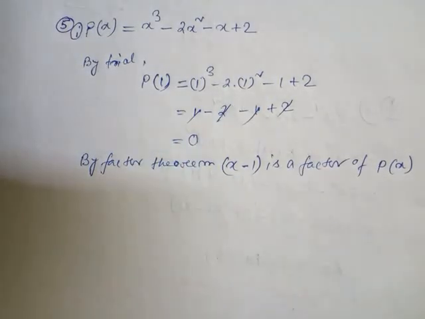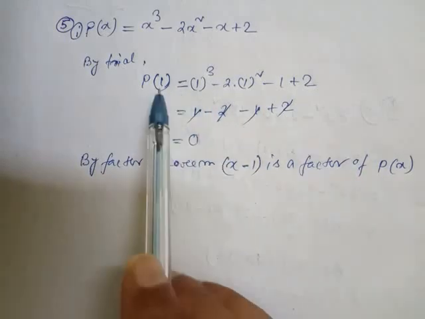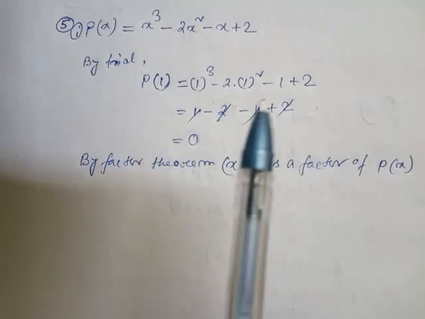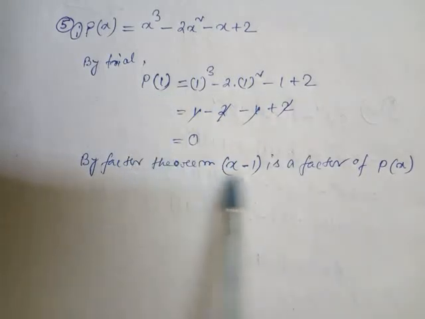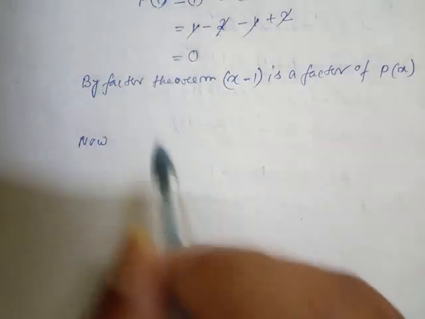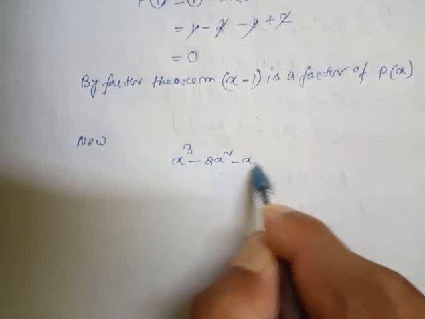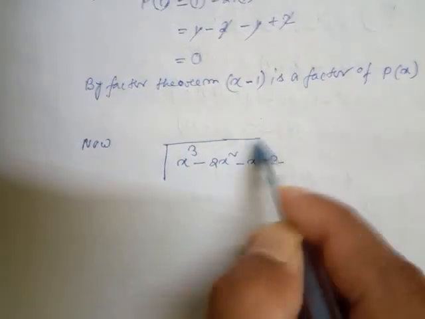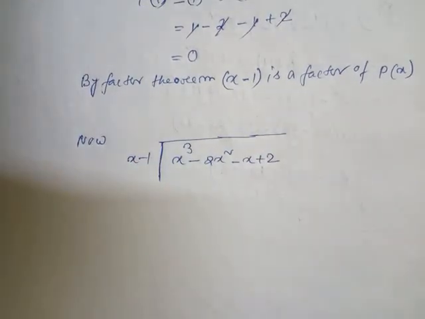This is called the trial and error method. Initially I have taken 1. If I don't get 0 here, then I will put minus 1, then I will put 2, then I will put minus 2, like this. So in our first attempt we have got that x minus 1 is a factor of this polynomial. Now we'll go for the long division. So very easy actually. Look now, students, this polynomial, x cube minus 2x square minus x plus 2, will be divisible by that x minus 1.